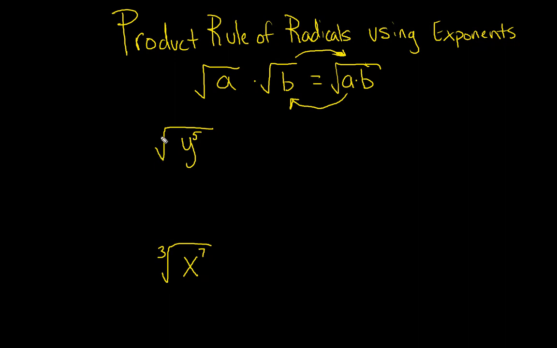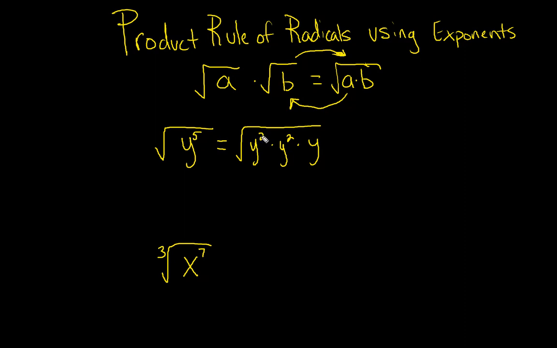So looking at this square root of y to the fifth power, we can actually break this down using the product rule of exponents. So if you remember, when we multiply expressions with exponents with the same base, we can add the exponents. Well, we can break this apart as well. So this can give us the square root of y squared times y squared times y. And if we add up our exponents here, we get 1, 2, 3, 4, 5. That's equivalent to y to the fifth power.